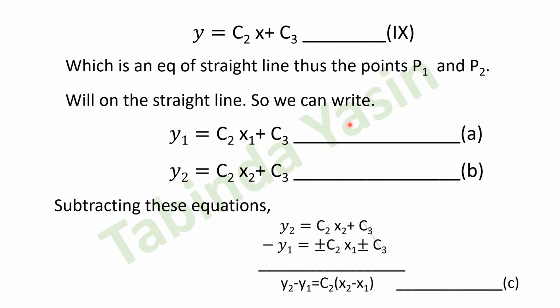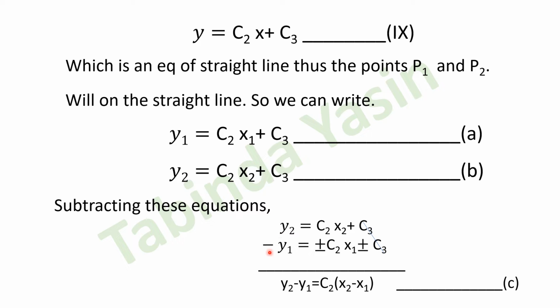So we can write y1 is equal to C2 x1 plus C3. They are the 2 points on the straight line, 1 and 2, so we are going to write two line equations. The second point will be y2 is equal to C2 x2 plus C3. Giving the first equation of y1 equation a, and y2 equation number small b.